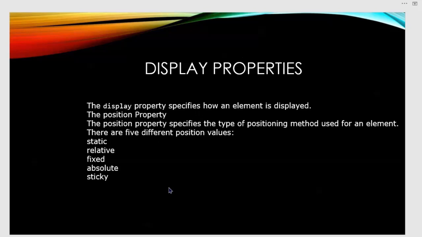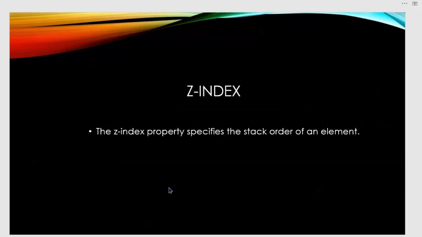Then display properties. The display property specifies how an element is displayed. The position property. The position property specifies the type of positioning method used for an element. There are 5 different position values: static, relative, fixed, absolute, sticky. Z-index. The z-index property specifies the stack order of an element.